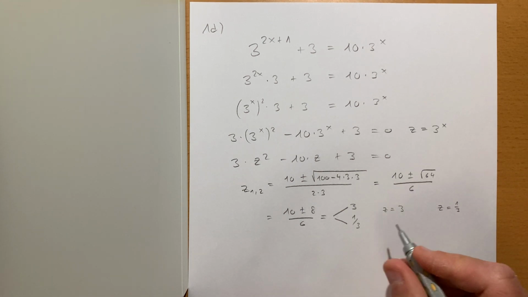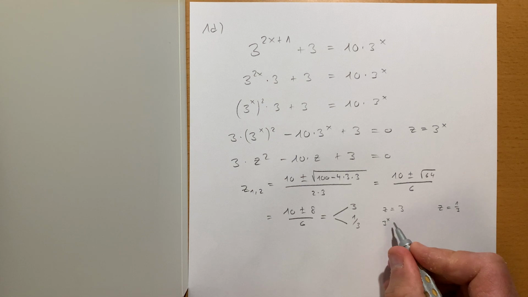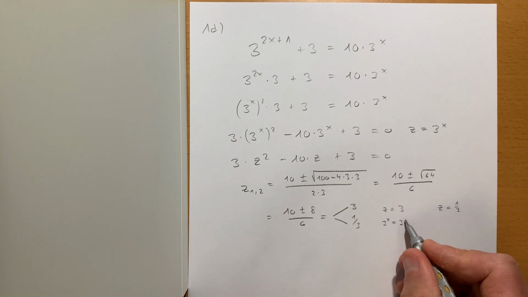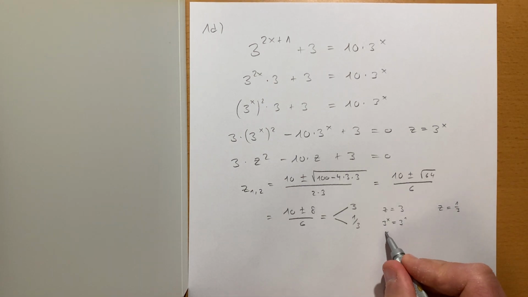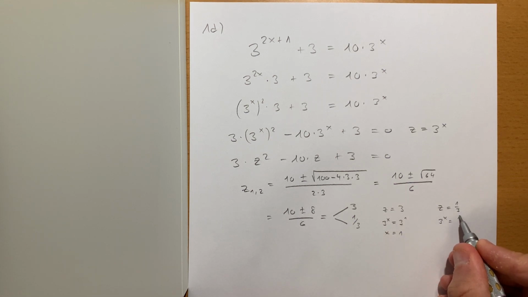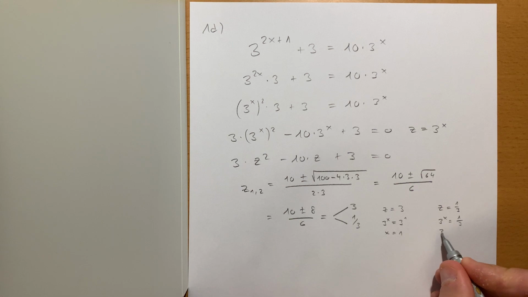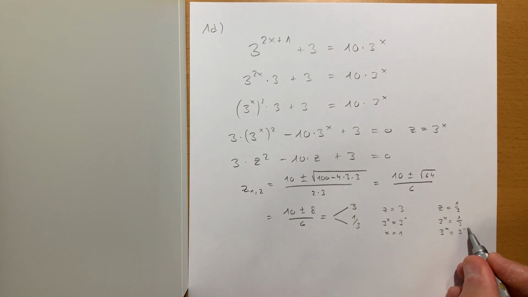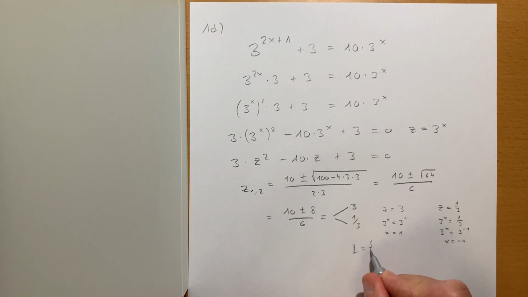So now we need to resubstitute. So 3 to the x is 3 to the 1, so x is 1. And 3 to the x is equal to 1/3, so 3 to the x is equal to 3 to the minus 1. So x is minus 1. So the solution set is plus minus 1.